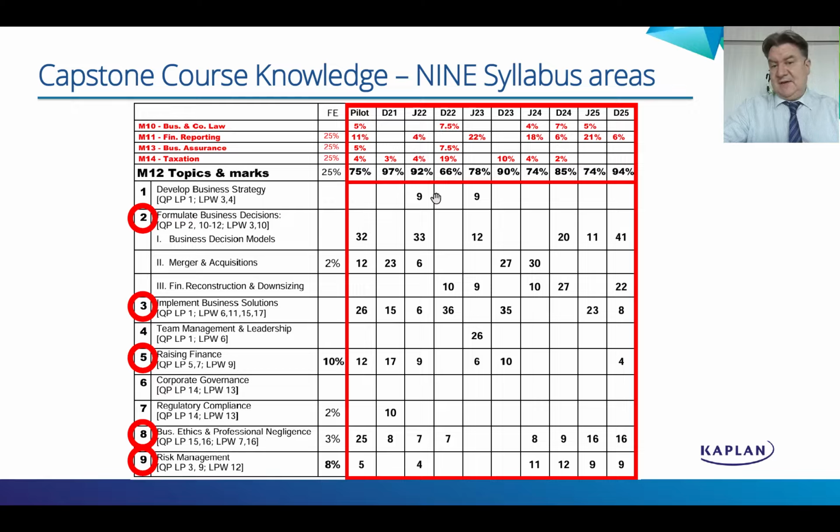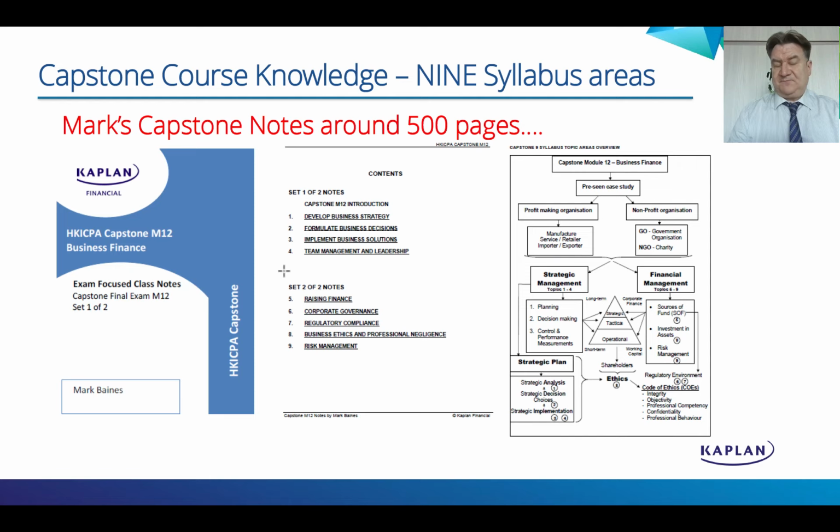Developing business strategy, a couple of times, but it's quite rare. It's this topic 2, where we formulate business decisions, including things like merger acquisitions, financial reconstruction and downsizing. A lot of exam questions are taken up in that topic 2. Once we've made our decision, we need to implement those decisions effectively. Implementation here is also quite popular in the actual exam, as well as other areas here, raising finance, business ethics, even risk management is still popular here at this level.